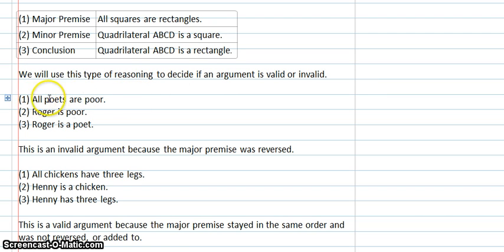Okay, so let's look at another example. First, the major premise: all poets are poor. Then our minor premise: Roger is poor. And then our conclusion: Roger is a poet. This is invalid because it told us that poets are poor. It didn't say that all poor are poets. So this was twisted around and it does not work. It was invalid.